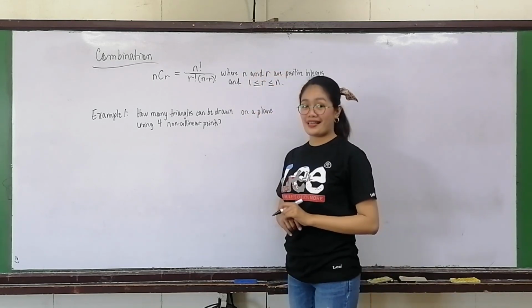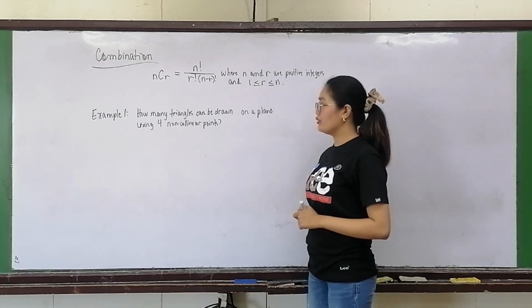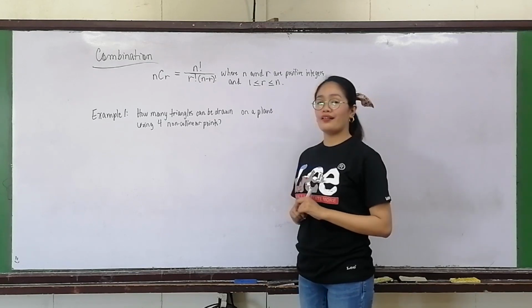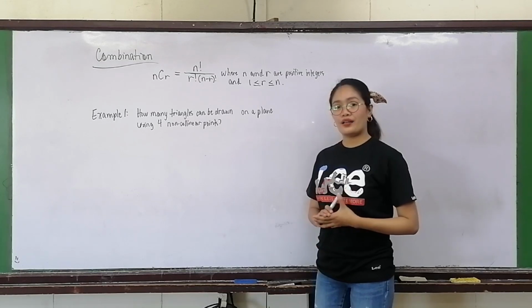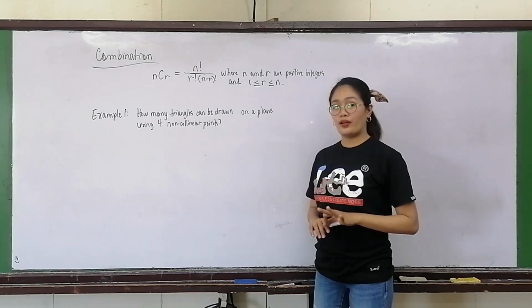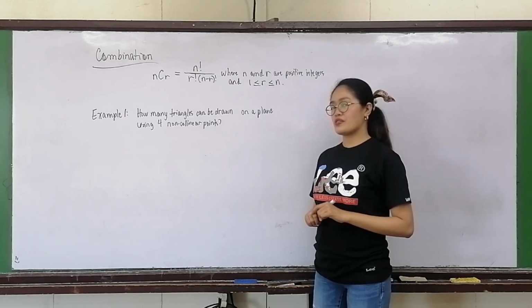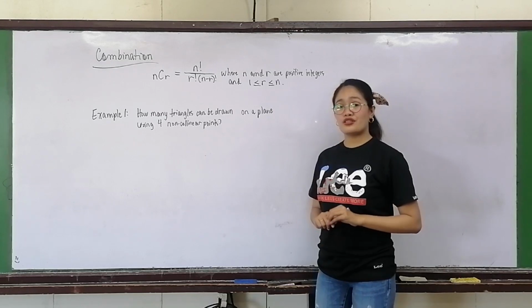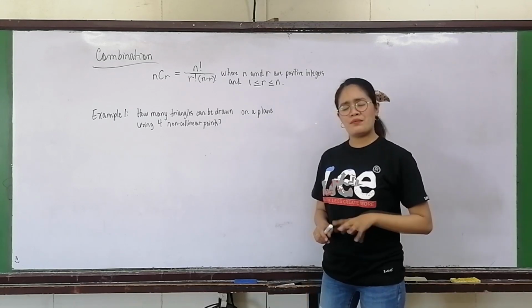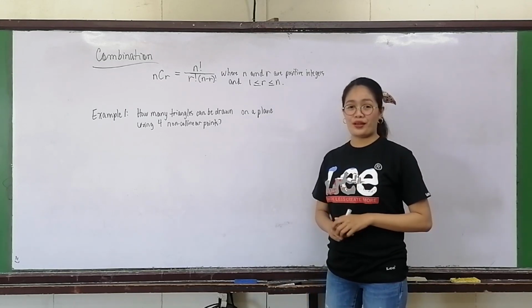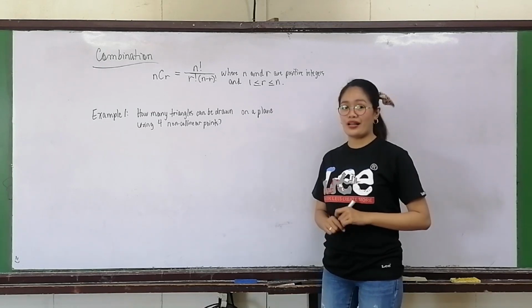Now, let's have the following examples. Example number 1: how many triangles can be drawn on a plane using 4 non-collinear points? Remember that a triangle is formed by connecting 3 non-collinear points where a segment is between pairs of points. Therefore, a triangle should have 3 non-collinear points. Moreover, the order of connecting the points in a triangle will not matter, because with the same points, you will have the same triangle.